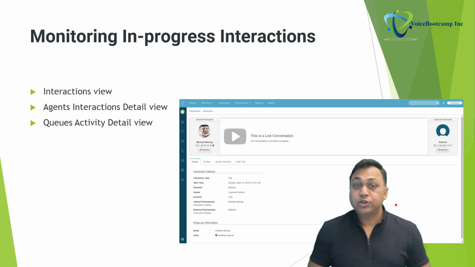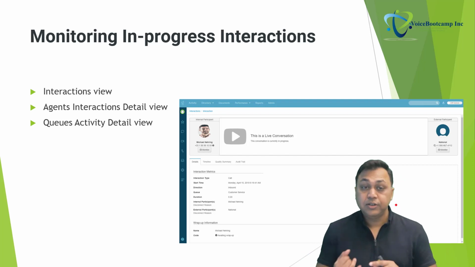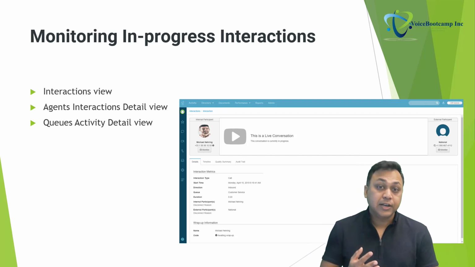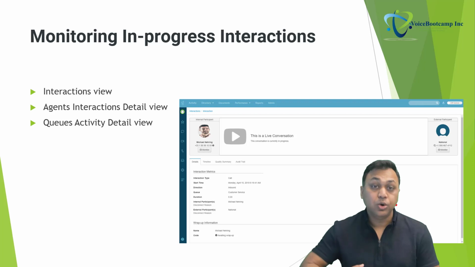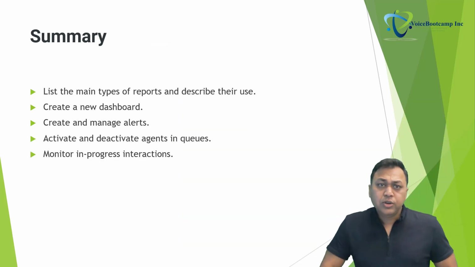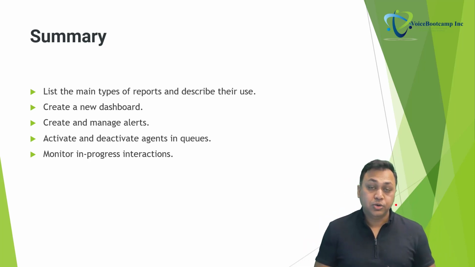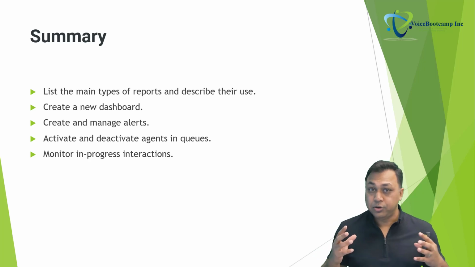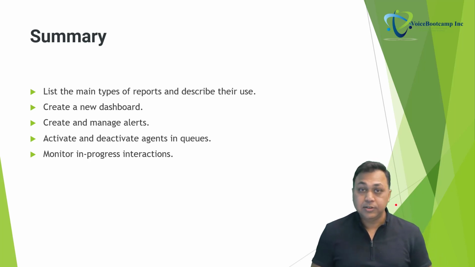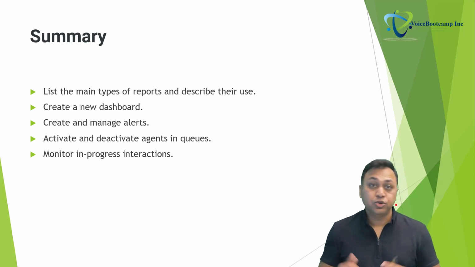In progress interactions can be monitored from any view. Now here are a couple of views that you can use: the interaction view, the agent indicator interaction detail view, or the queue activity detail view. So you can see that the reporting and monitoring tools available in Genesys can provide you a lot of data, a lot of utilities and dashboards that you can use as a manager or supervisor to collect data regarding your organization and create a better contact center experience.